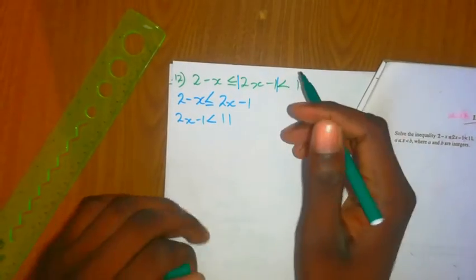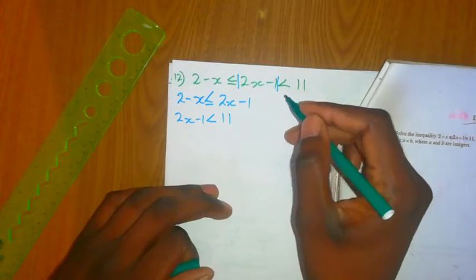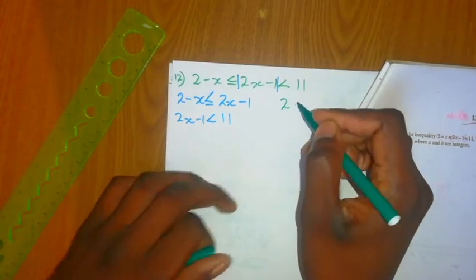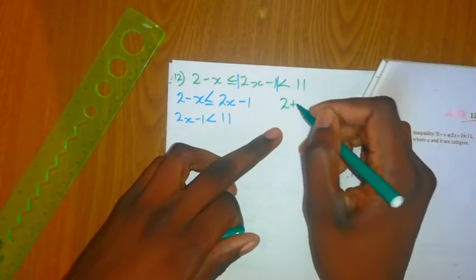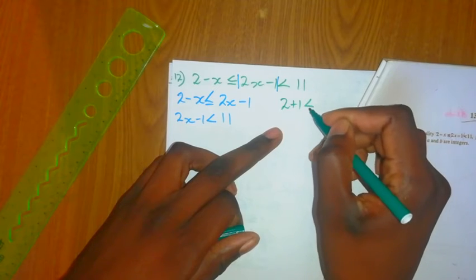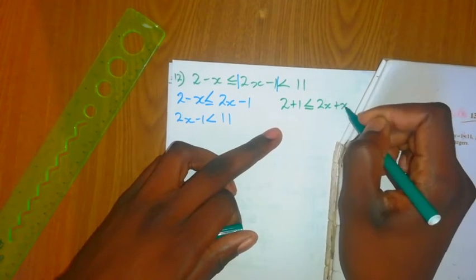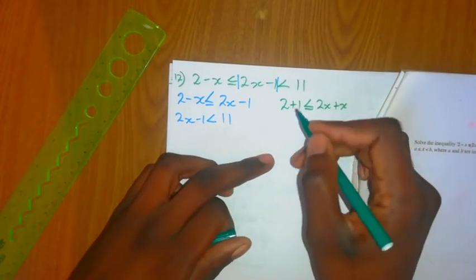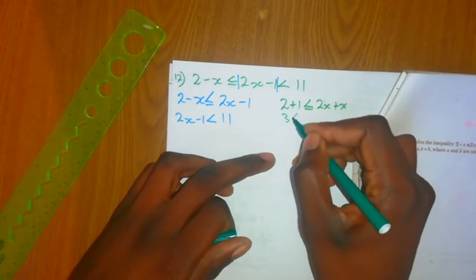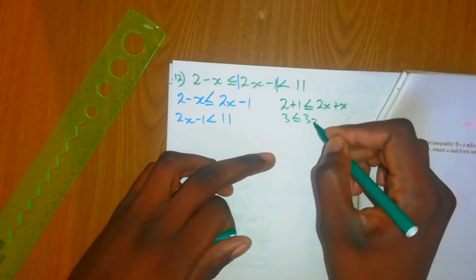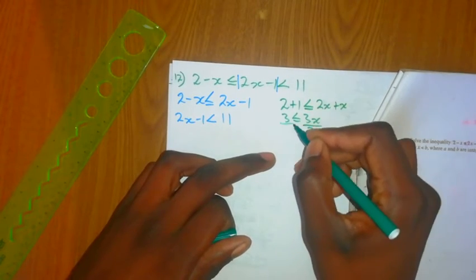I'm going to start with that one. I'll collect my like terms. So I'm going to have 2 plus 1 is less than or equal to 2x plus x. I'm collecting my like terms there. So now 3 is less than or equal to 3x. I'll then divide both sides by 3.